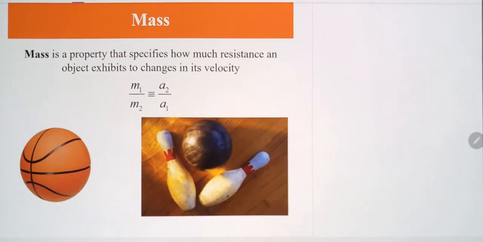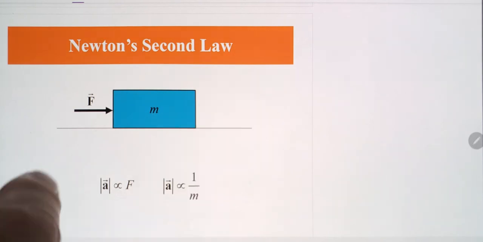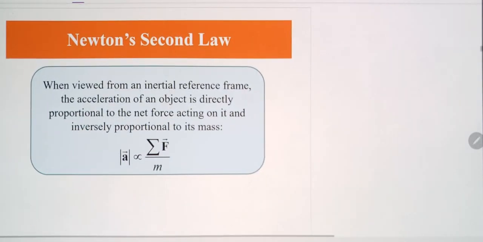Mass is constant whether it is on Earth or on the moon. However, weight on Earth is much larger than weight on the moon for the same object. Let's skip this because it is very clear. Now we come to the second law of Newton.